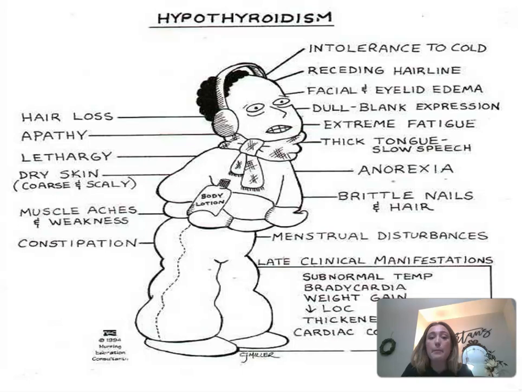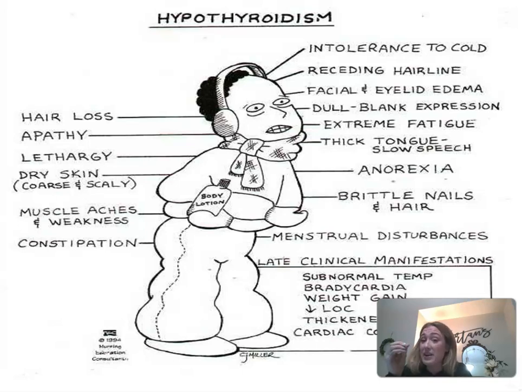All right, hypothyroidism, this is the opposite. So things are kind of decreasing, slowing down. A lot of times they'll be really cold, so they'll have intolerance to cold. They may have a receding hairline. They may have some facial or eyelid edema. They could have a dull, blank expression, extreme fatigue because everything again is slowed down.